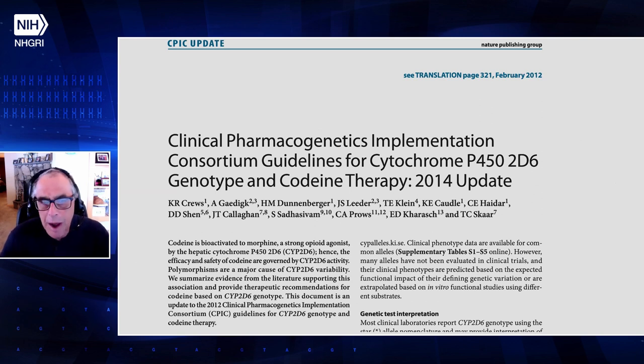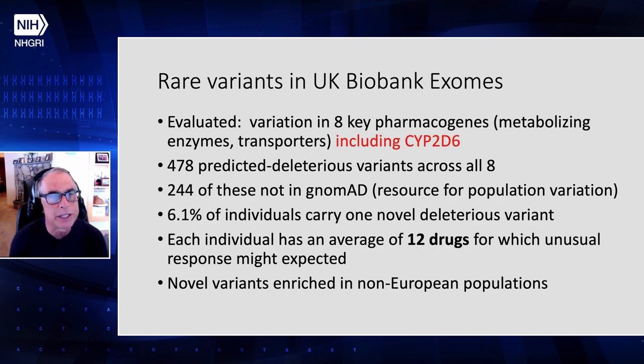But there's the problem. The problem is that these guidelines in general are addressing the common variations of CYP2D6. And we know that throughout the population on Earth are many, many haplotypes that are not in these guidelines. And people with those haplotypes cannot benefit from pharmacogenomics. In fact, in one study that we published recently on rare variants in the UK Biobank, we looked at 8 key genes, including 2D6. We saw almost 500 predicted variants that would be deleterious across these 8 genes. Half of those were not found in gnomAD, one of the resources for population variation. So these were somewhat novel.